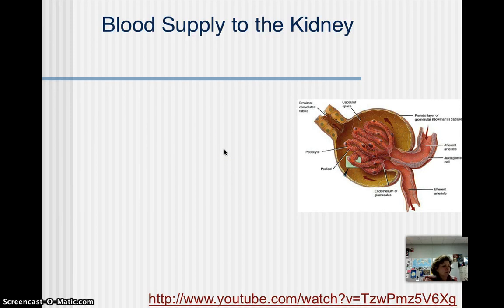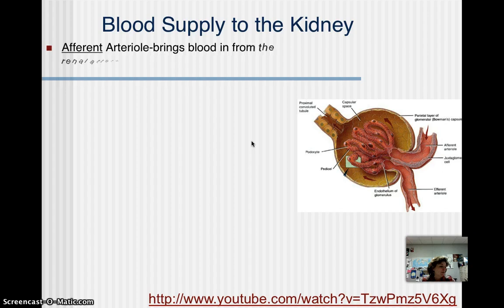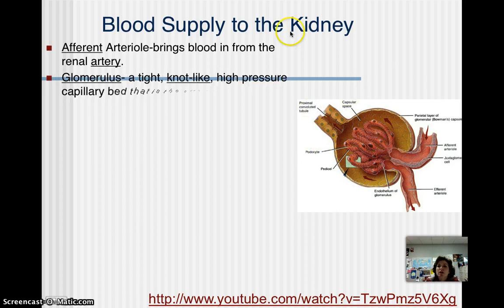So taking a look at our blood supply to our kidneys now, there are some key structures going in and out of the kidneys. I showed you the renal artery and renal vein. Those are going to branch until eventually they get down to the smallest parts of the blood going into the kidneys, and that's the afferent arteriole, which brings blood in from the renal artery. We're going to skip all those other branches in between. And then it's going to travel into the glomerulus.